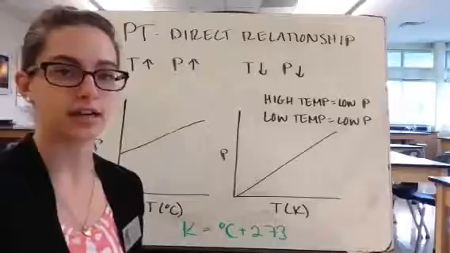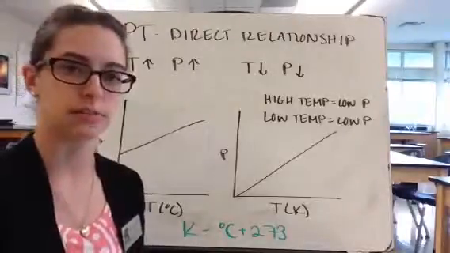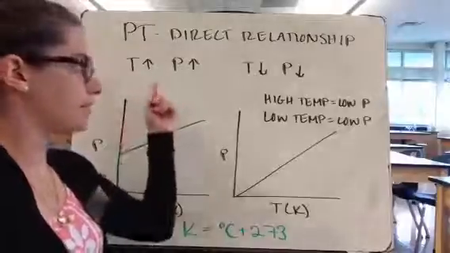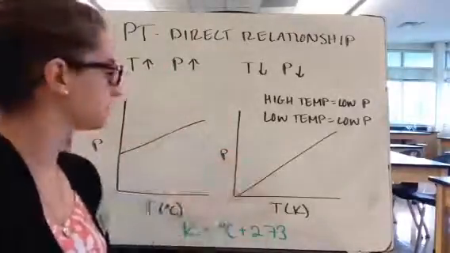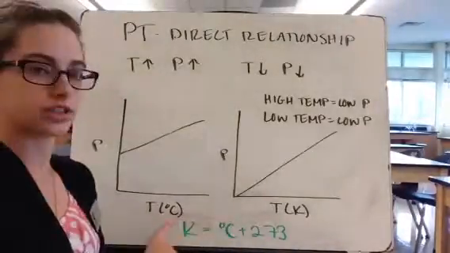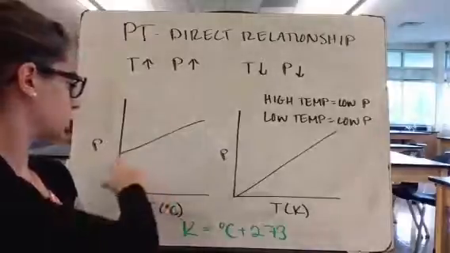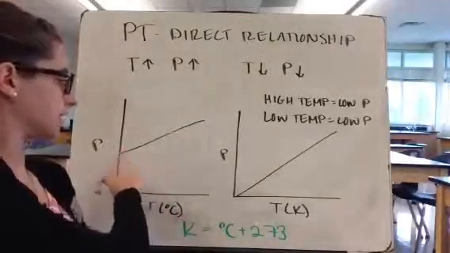When we collected our data from our pressure exploration, we saw that there was a direct relationship between pressure and temperature. When the temperature went up, the pressure also went up. When the temperature went down, the pressure went down. When we initially graphed this, we measured temperature in degrees Celsius. So we saw that the line intersected with our y-axis somewhere up here.